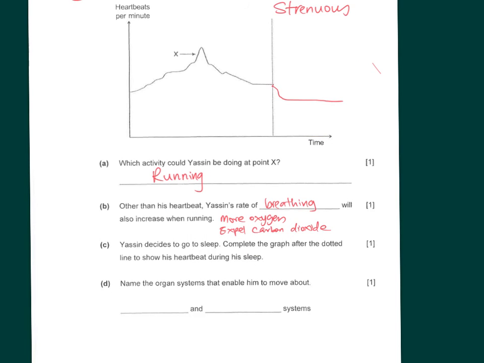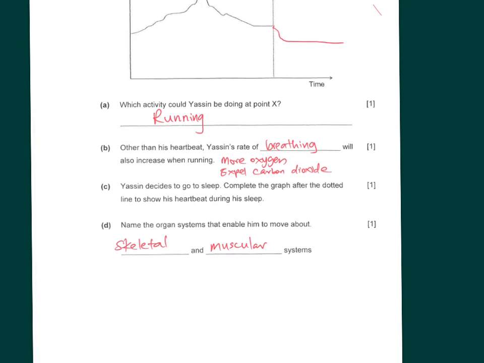Name the organ system that enables him to move about. For us to move about, we need two systems. We need our bones, which is the skeletal system, okay? Skeletal system and the muscular system. Now, in fact, these two systems are always commonly linked together. Sometimes we call it the musculoskeletal system. All right, so let me write this down for you for your information.